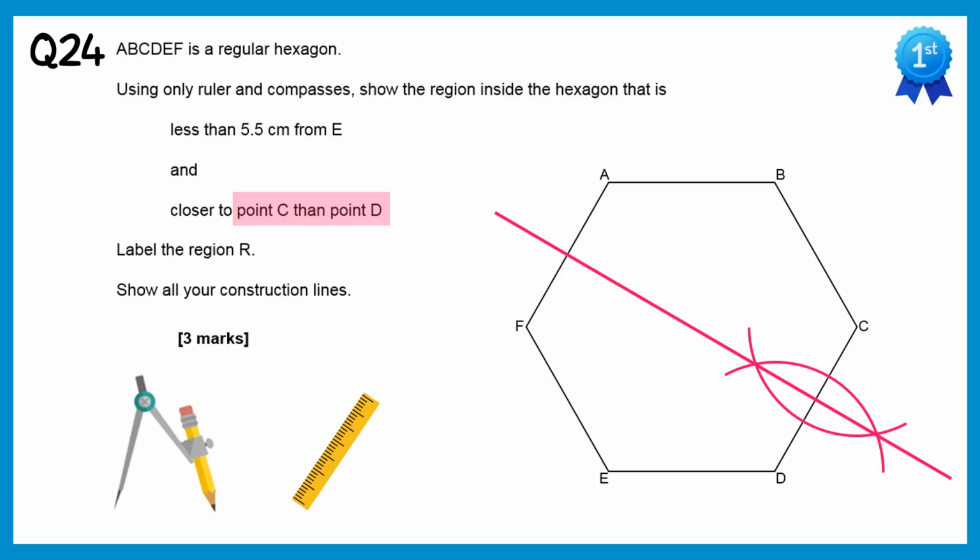We can now look at the other part of information, which says we're less than 5.5 centimeters from E. To do this, set your compasses to 5.5 centimeters, then place your compass point at E and draw yourself an arc, something like this. So if we're within this arc, but also above the red line, we must be in this region R here, which you could shade in.